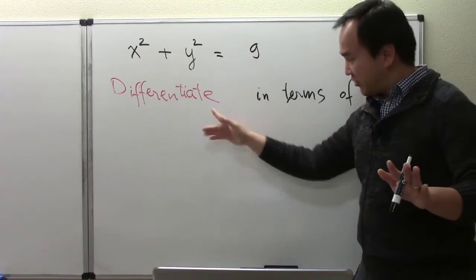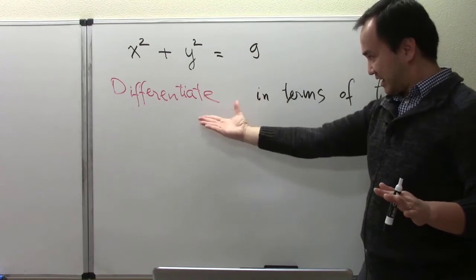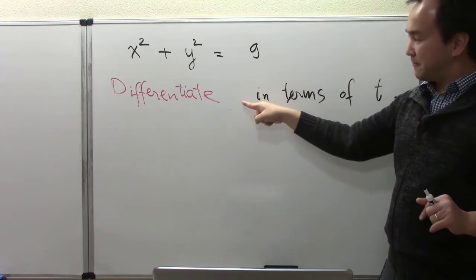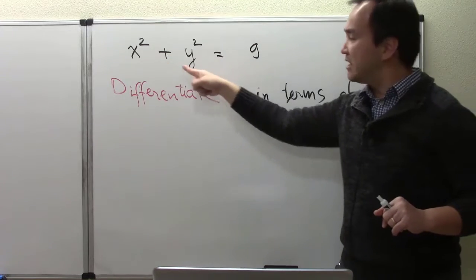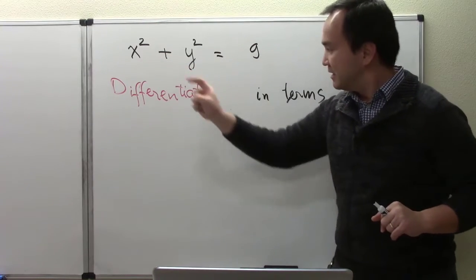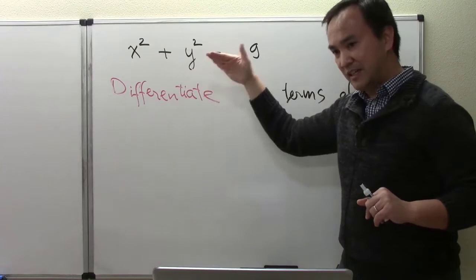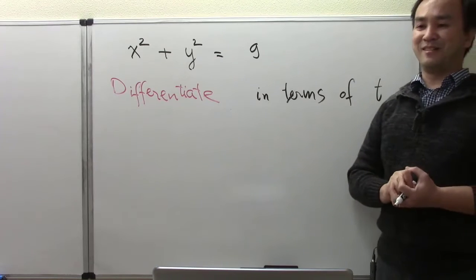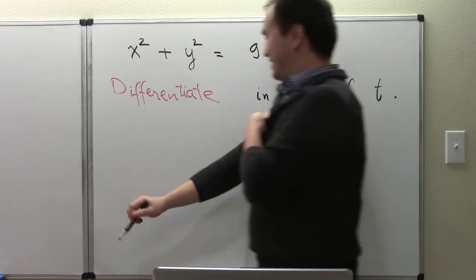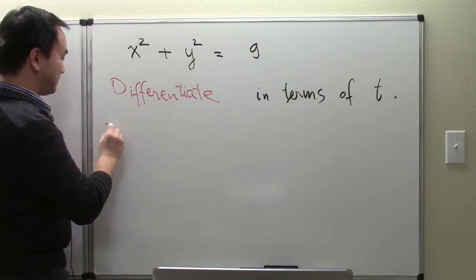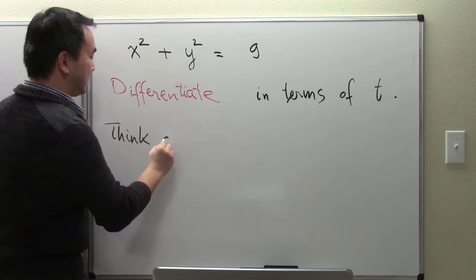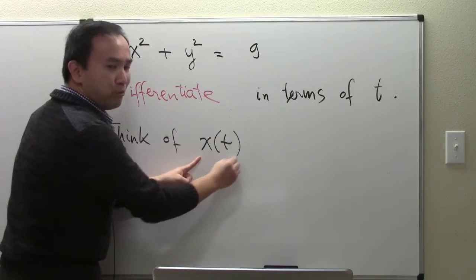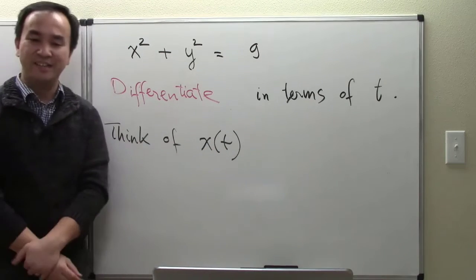There's nothing wrong with the instructions. It says what it says: differentiate in terms of t. But first, what's the objective? The objectives are all of these variables. Any of these variables existing in your equation is now regarded as a function in terms of t. So now think of x, the variable, as an implicit function of t. That's the idea right there.